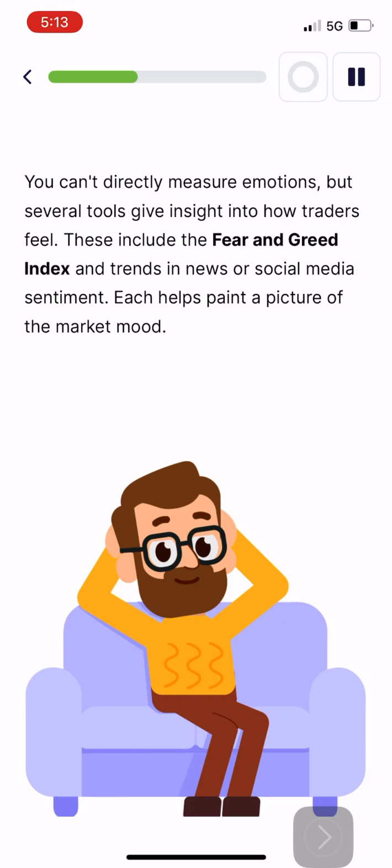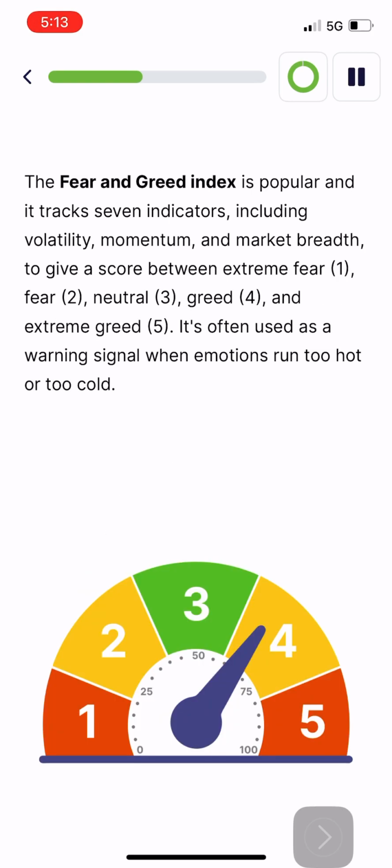You can't directly measure emotions, but several tools give insight into how traders feel. These include the Fear and Greed Index and trends in news or social media sentiment. Each helps paint a picture of the market mood. The Fear and Greed Index is popular and it tracks 7 indicators, including volatility, momentum, and market breadth.